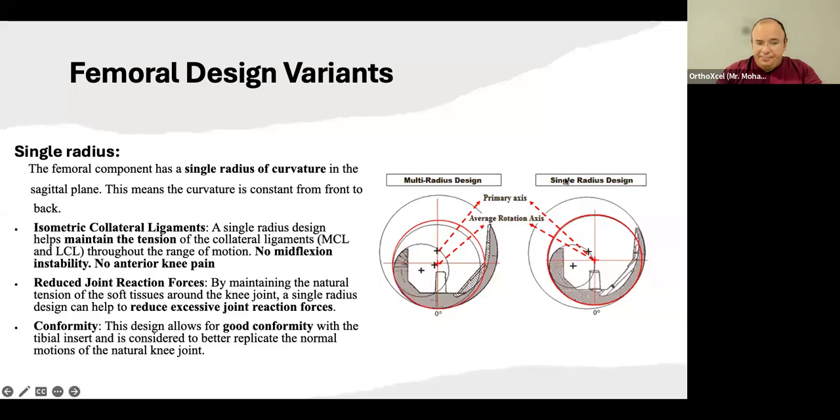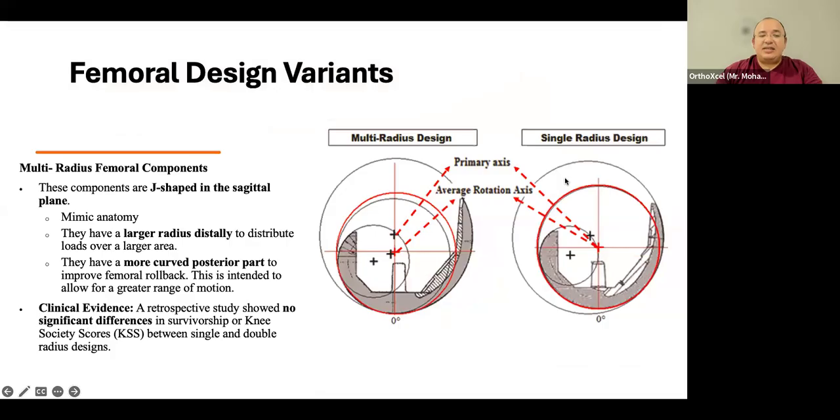On the other side, there is good conformation with the insert or the plastic, so it's again giving you a good range of motion and reducing the joint stresses. The multi-radius is J-shaped in the sagittal plane, as you can see in this picture. It's more of an anatomical implant.